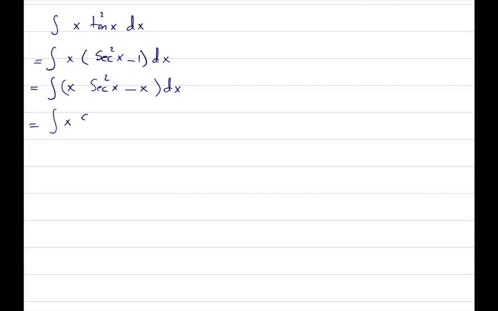The integral of x times secant squared of x dx minus the integral of x dx, which is very easy to work with. But for the first integral, x times secant squared of x, we're going to use the method of integration by parts. So this one is easy. You already know how to deal with this. For the first integral, we're going to use the method of integration by parts.